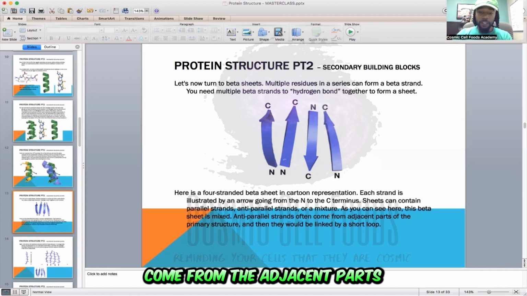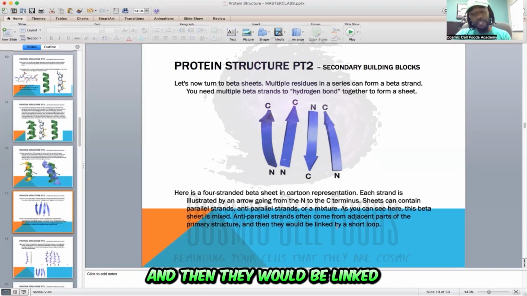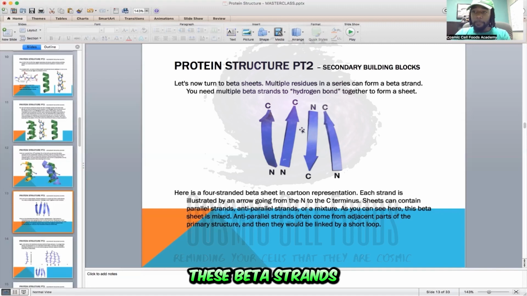Anti-parallel strands often come from adjacent parts of the primary structure, and then they would be linked by a short loop. We're going to get into loops here soon. These loops help link these beta strands to become beta sheets. So once these loops connect, all of these beta strands can become a beta sheet. I want y'all to understand that.